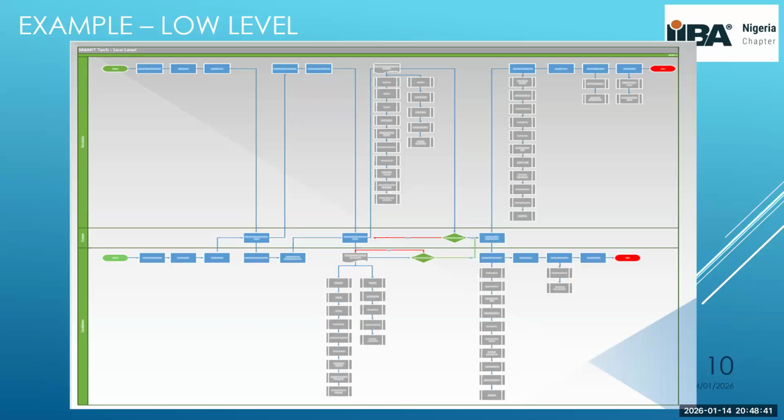You can make it high level and you can make it low level, but you need to note that the Amazon website is a very busy website. So if you are mapping out the low level, you need to be very careful so that people will not get lost, because it's going to be voluminous. It's going to be very, very busy.